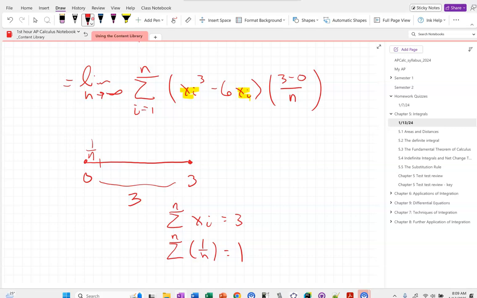So if I need that to add up to be 3, I just need those to be 3 over n's then, right? 3 over n plus 3 over n plus 3 over n plus 3 over n, add that up n times, I'm going to end up with 3n over n, which is just 3. That's my whole total. Is that okay on how I got to that?